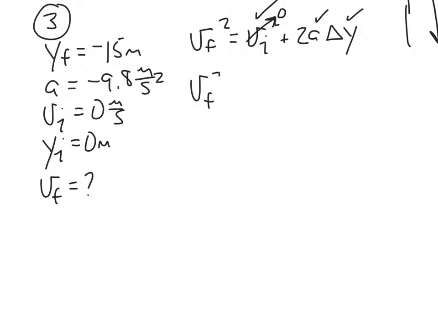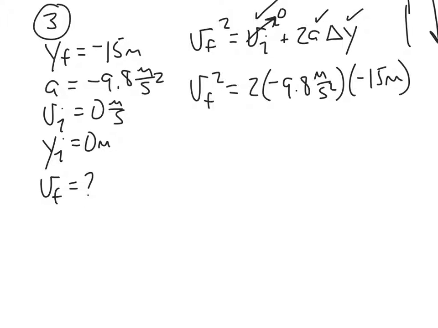So velocity final squared is equal to 2 times negative 9.8 meters per second squared times negative 15 meters, is equal to, let's see, the meters here. This meter is going to go with this meters here, so it's going to become meters squared. Okay, so we have meters squared over second squared. Just watch what happens here. We're going to land up with velocity final squared is equal to 294 meters squared over seconds squared.